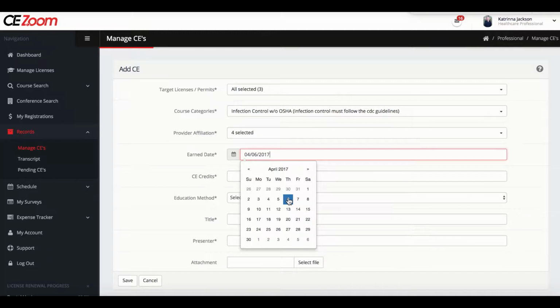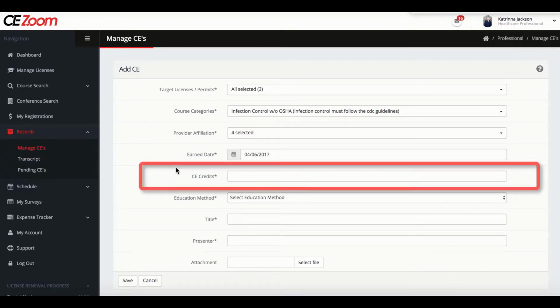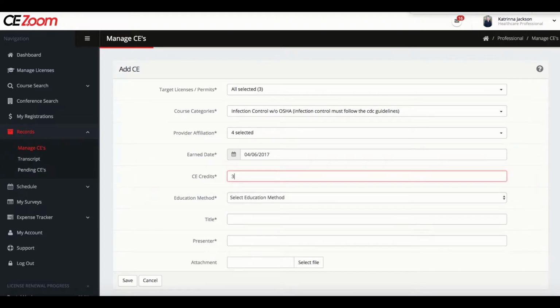If you attended a single course that continues for 2 or more days, you will want to make an entry for each day you attended that course. CE credits. Input the number of CE credits earned for the course you are inputting.